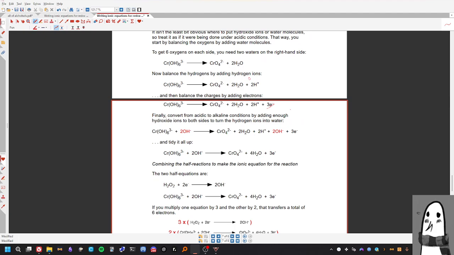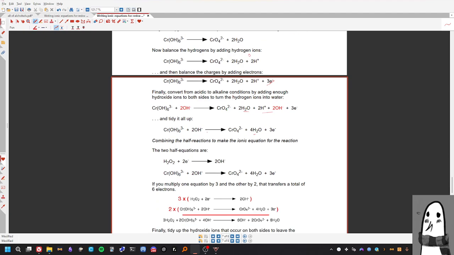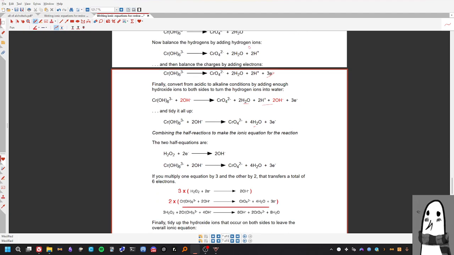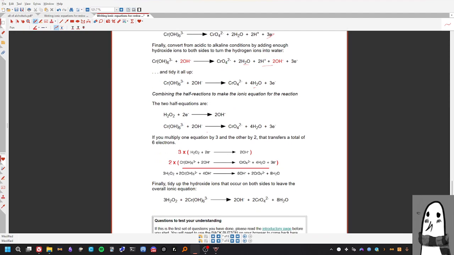Finally, convert from acidic to alkaline by putting that 2H into OH, so we put in that 2OH minus, okay? I'm putting that 2OH minus on the other side. As a result, you're getting H2O on the right side, four of them, because you're adding these 2 to these 2, and you're getting 2OH staying as 2OH minus on the left side, and we have that as it is. Now we have the 2 half equations.